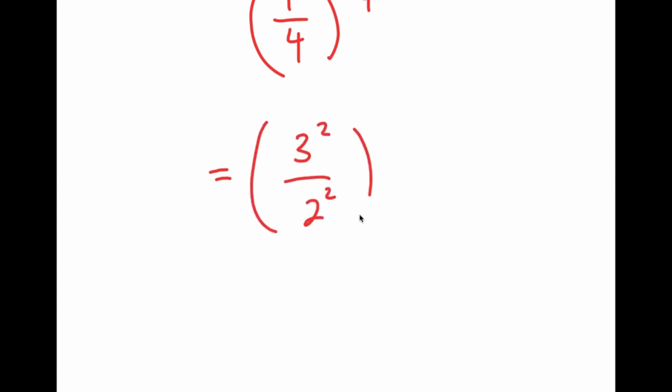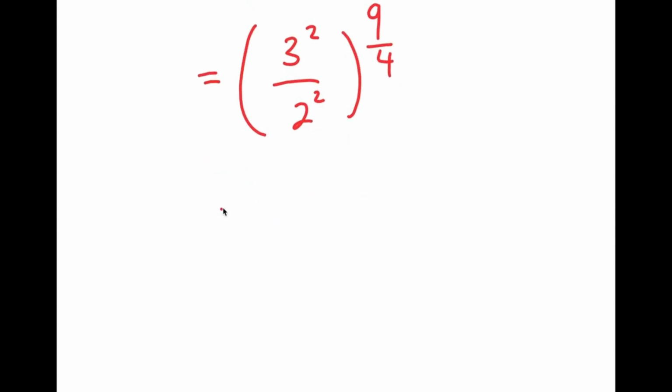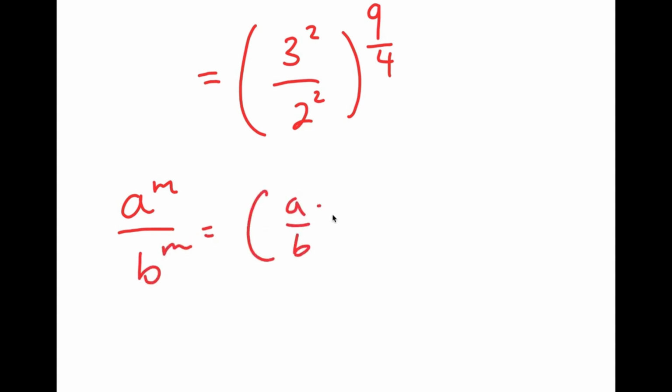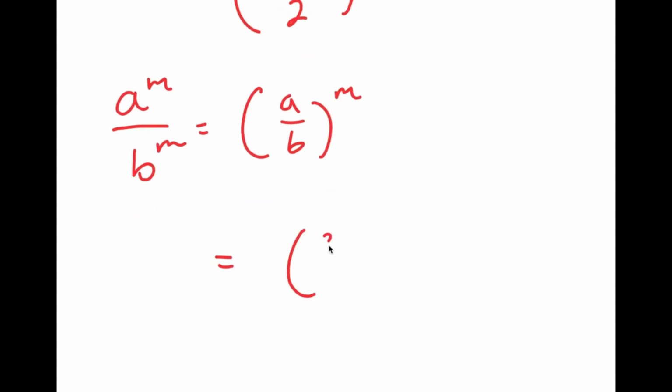Alright, so in this video, I'm going to solve the problem (9/4) to the power of 9/4. To solve this, I'm going to first rewrite this as (3 squared over 2 squared) to the power of 9/4. If I have something in the form a to the power of m over b to the power of m, this is equal to (a over b) to the power of m. So 3 squared over 2 squared equals (3/2) squared, and I still have this to the power of 9/4.